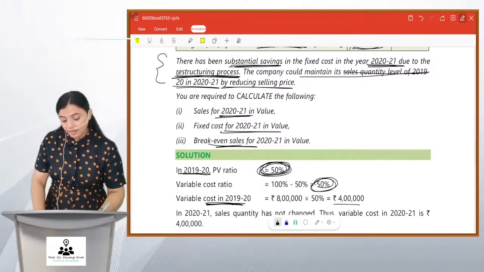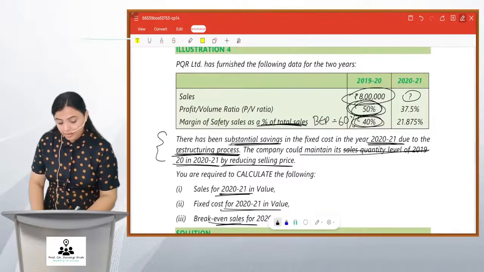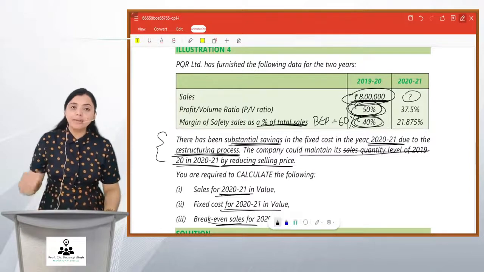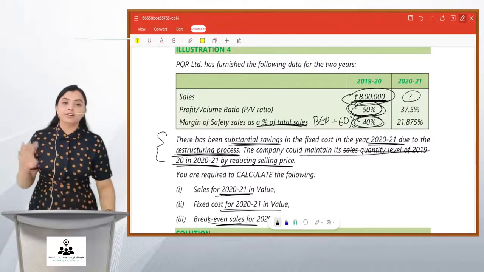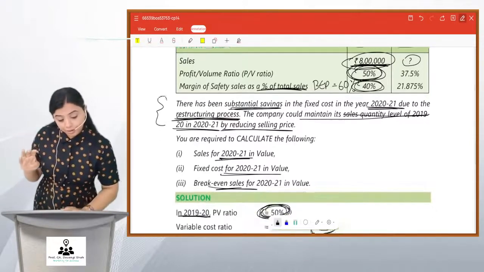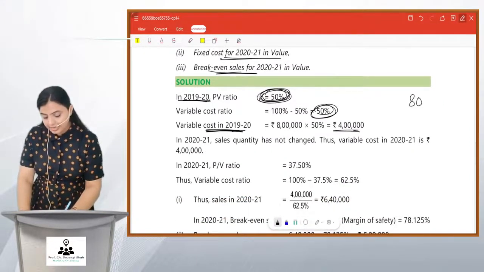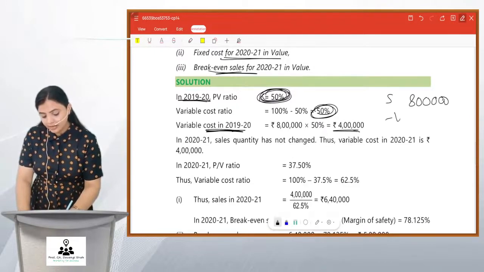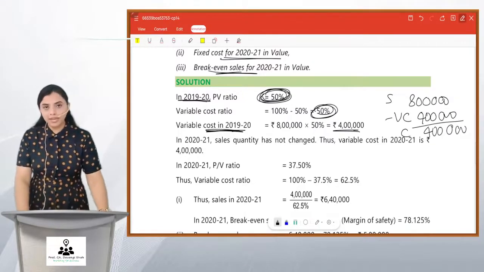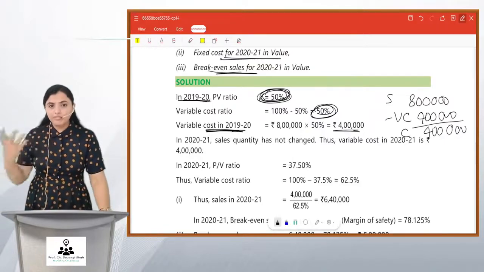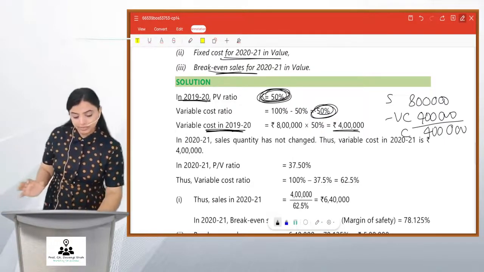Okay. So friends, 8 lakhs is the sales. In 1920, your variable cost will be 4 lakhs and your contribution would be 4 lakhs, correct? 8 lakhs sales minus variable cost 4 lakhs, and your contribution would be 4 lakhs. Okay, so this is the PV ratio. This is the profitability statement, I would say, for this.